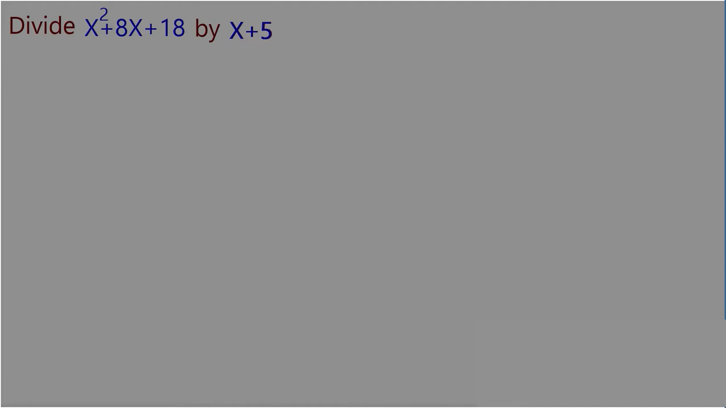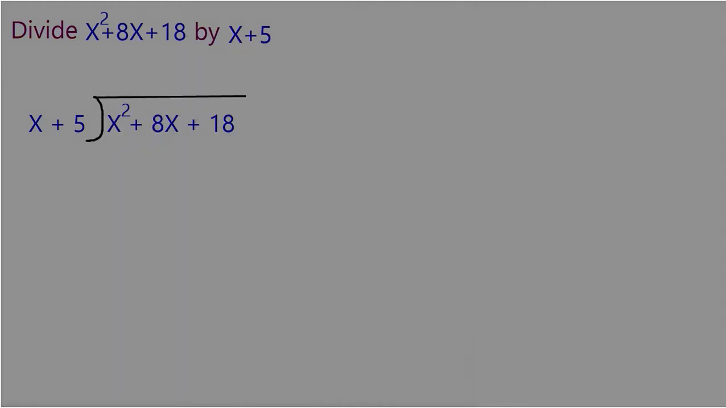For this question, we are asked to divide x squared plus 8x plus 18 into x plus 5. The first thing we want to do is to set up a housing and place the divisor, which is x plus 5, outside, and the dividend, which is x squared plus 8x plus 18, inside. If you remember how to do long division, this will not be so hard for you to understand after practicing a few times.